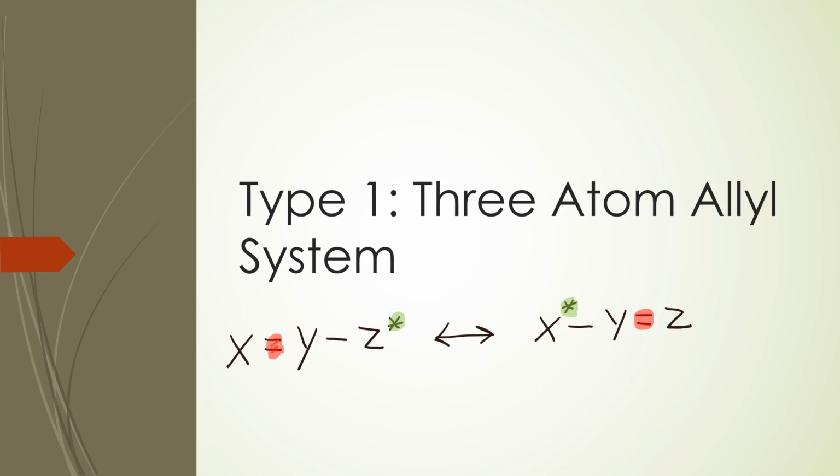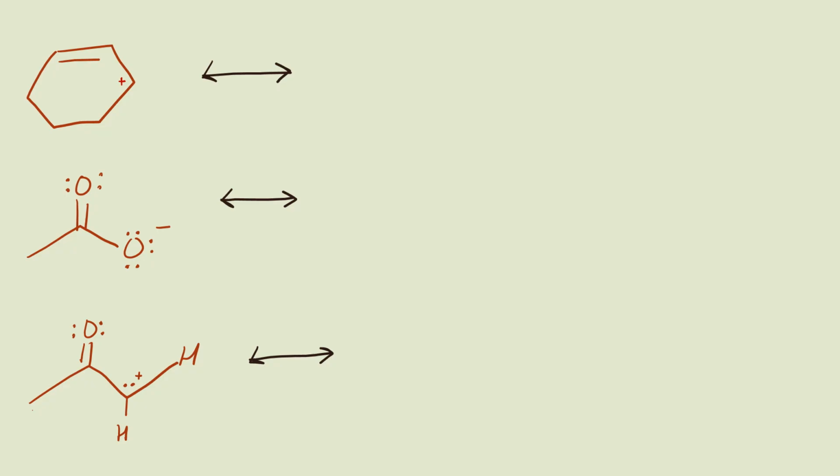Let's look at some examples. This one at the top is an allylic carbocation. This atom over here is X, this one is Y, and this one is Z. We can just switch the place of the positive charge and the double bond to give you a structure that looks like this. The molecule in the middle is an acetate anion.